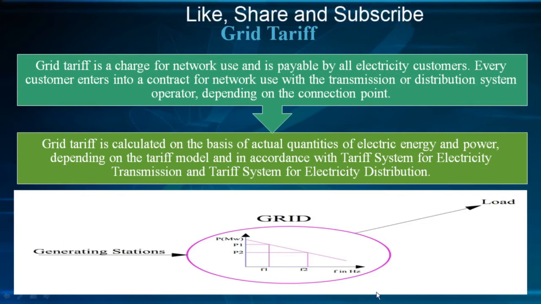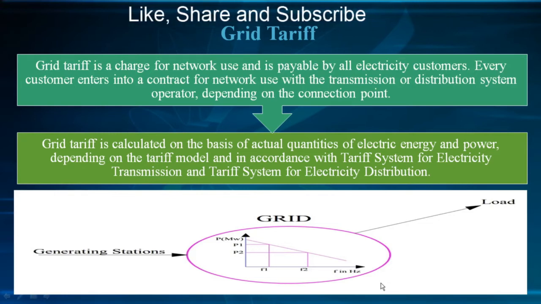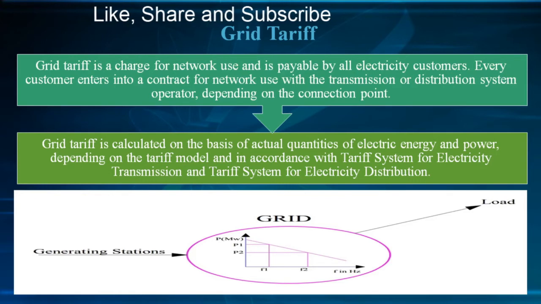Basically, the grid is nothing but the supply of electricity to various points through transmission wires. Generating stations, nowadays thermal power plants and hydropower plants, generate the electricity, which travels through high tension transmission lines. The electricity is then distributed to further points. That distribution center or distribution area is called the grid.